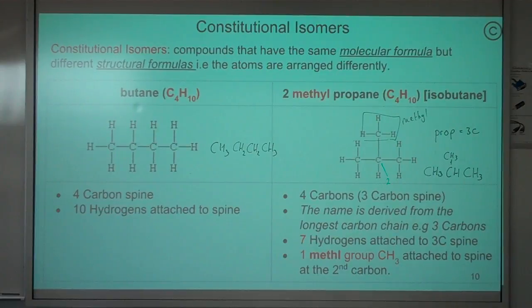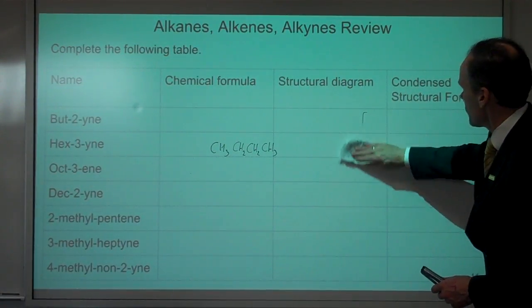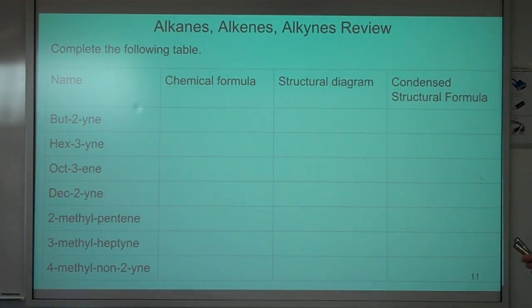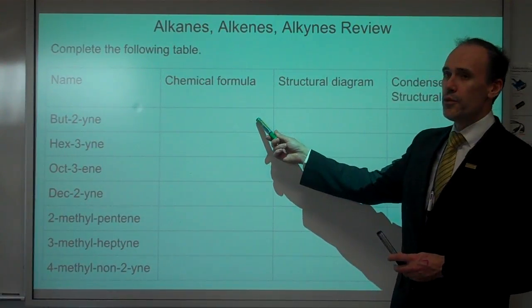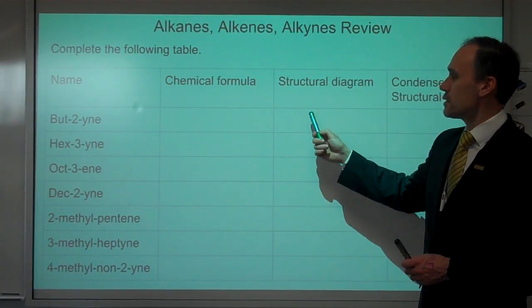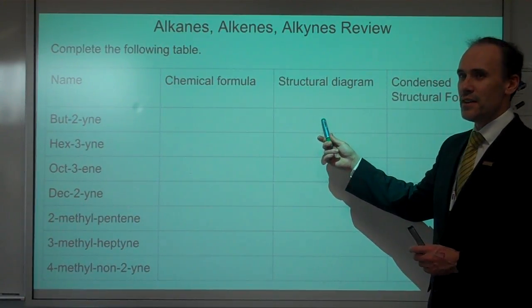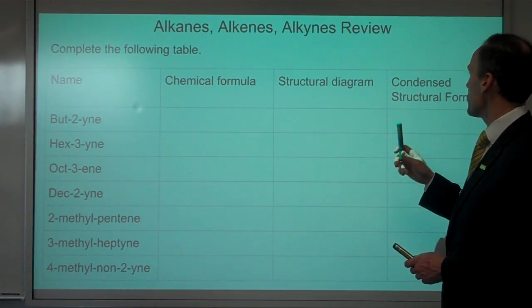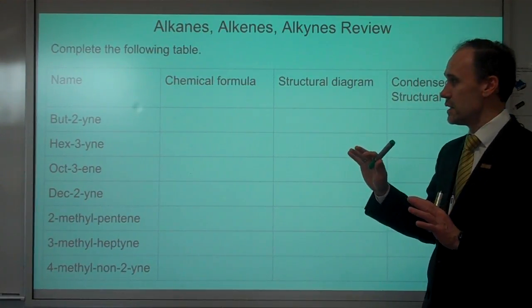So the exercise we're doing today is that the table there has to be drawn in your book. Now, in hindsight, rather than do the chemical formula first, I think do the structural diagram first. It makes things easier, because from the structural diagram it's very easy to read off the condensed structural formula and the chemical formula.